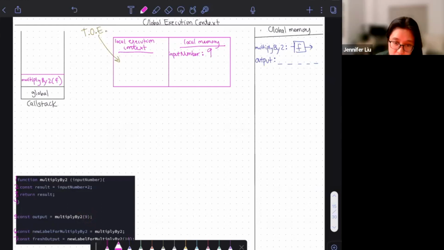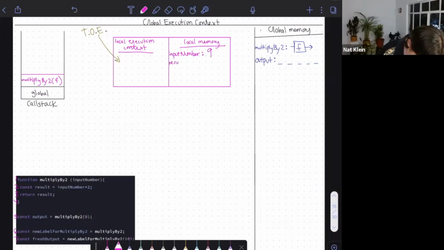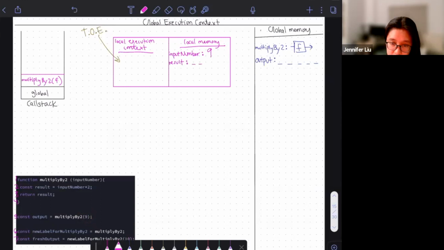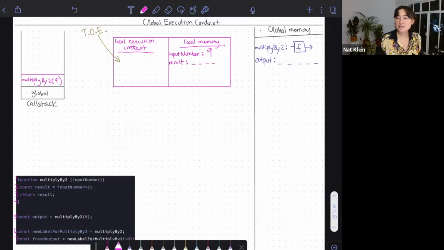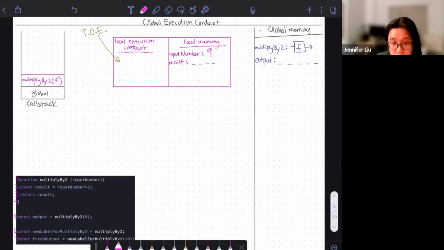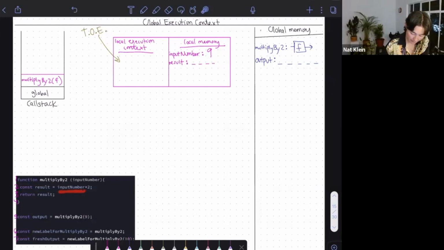So we're going to go into line 2, and we're going to declare a constant result. And that's going to be equal to input number times 2. So yep. And input number in this case, what is the value? 9. Yep. The interpreter at this point, when it hits this part of line 2, it's going to go, all right, I see this label for some variable or something. I'm going to look in local memory. Okay, we have an input number. Its value is 9. And so we're going to do this multiplication here, 9 times 2, which what do we get for that, Jennifer?